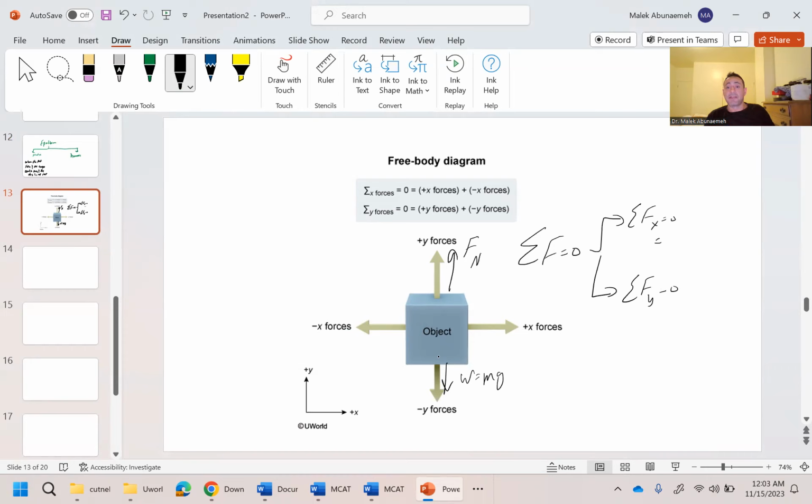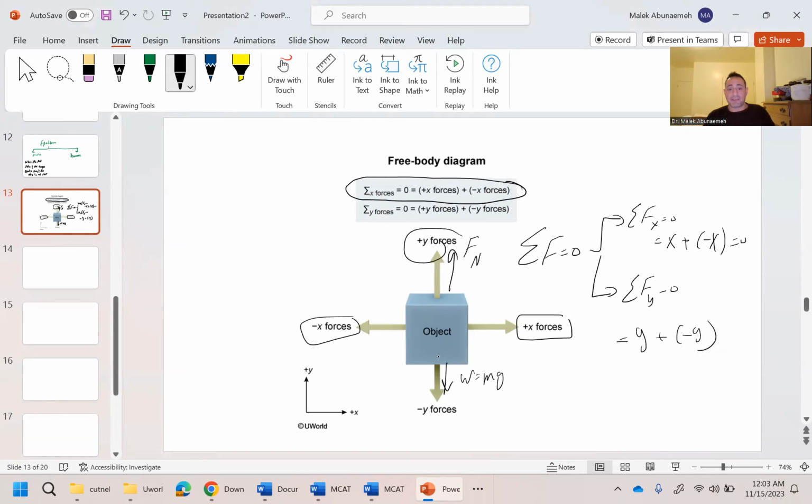All the forces in the x direction are going to equal zero. That means the positive x plus the negative x is going to equal zero. Same thing with the y. This is what this says over here. All the y forces have to equal zero. That means all the y forces in the positive direction plus all the forces in the negative direction are going to have to equal zero.